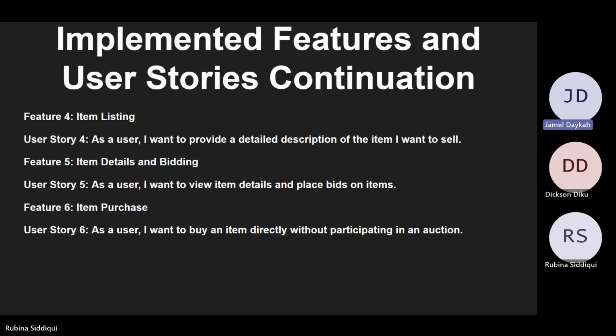Feature 4, item listing. The user story is, as a user, I want to provide a detailed description of the item I want to sell. Feature 5 is item details and bidding. As a user, I want to view item details and place bids on items. Feature 6 is item purchase. As a user, I want to buy an item directly without participating in an auction.